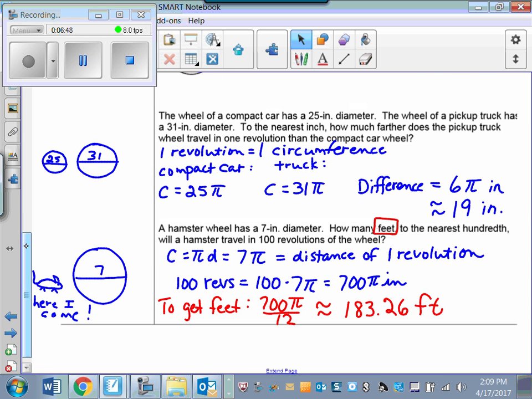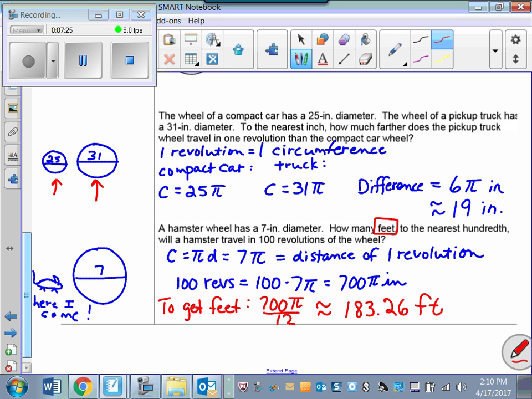And then down here, a little bit different, we got the wheel of a compact car, 25 inches, and the diameter of a pickup truck wheel is 31 inches, and I want to know how much farther does the pickup truck go than the car if each wheel just does one revolution. Well, the distance traveled in one revolution would be the circumference of the tire, right, or the wheel. So if I were to cut that thing and lay it out flat, it would travel that distance of one circumference in one revolution. So that's the thing you got to know here.